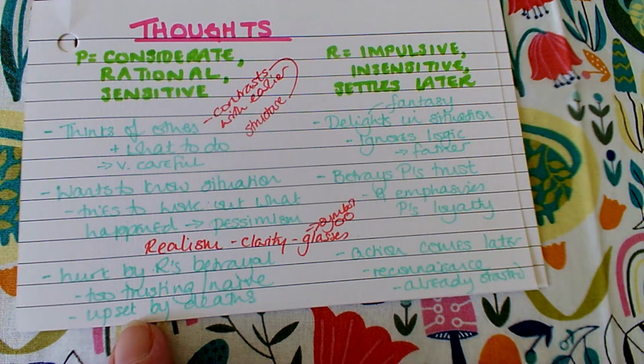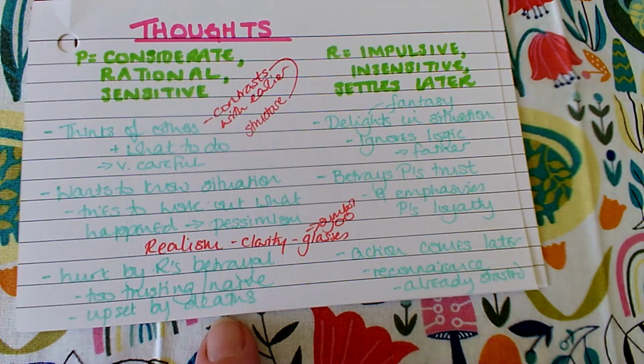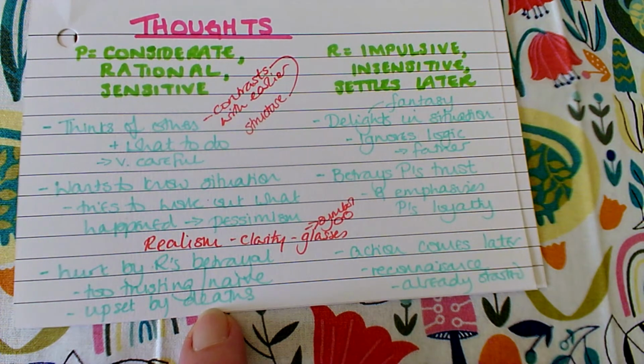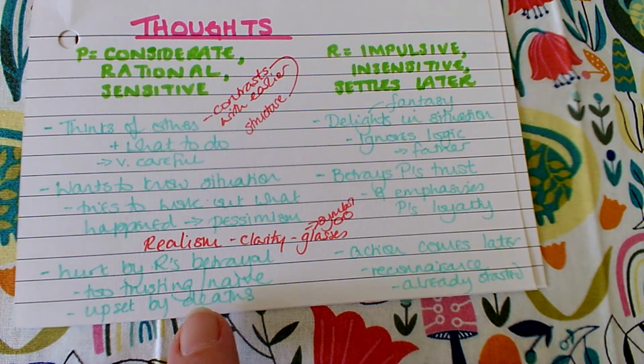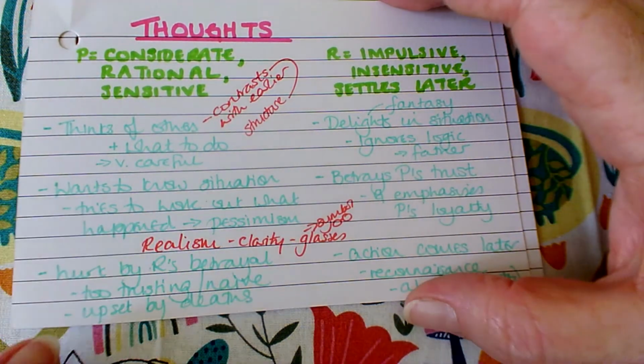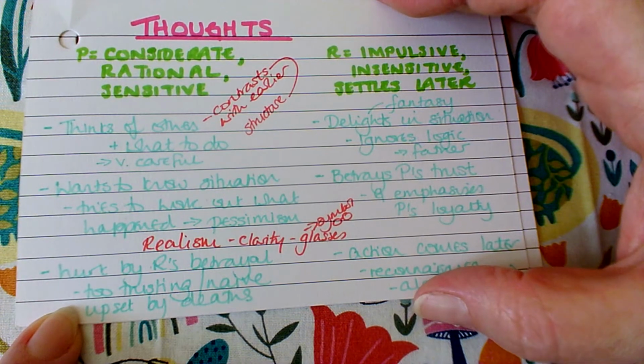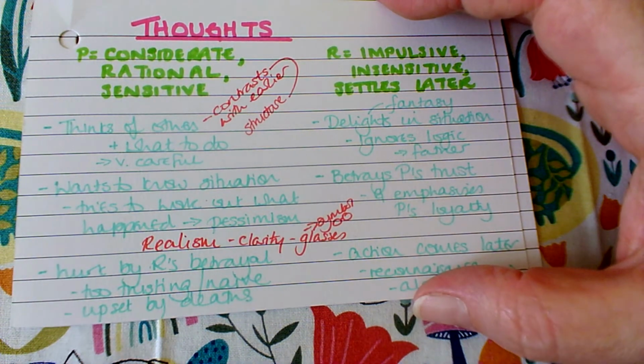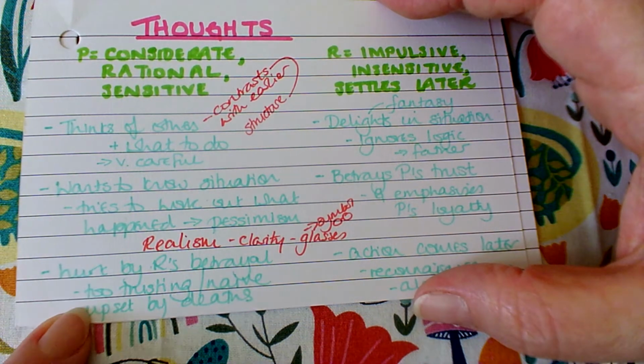But also, and this links to what I was saying earlier, he's upset by the idea of other people dying, particularly of children dying. So he does care about other people. So we've moved from the realms of thought into emotion, because you can't separate those two completely.